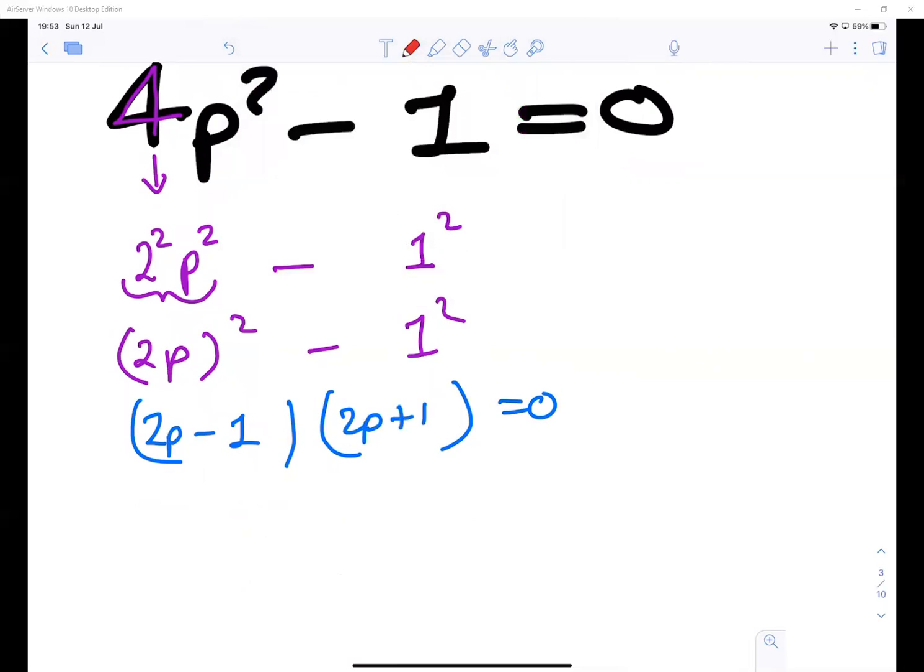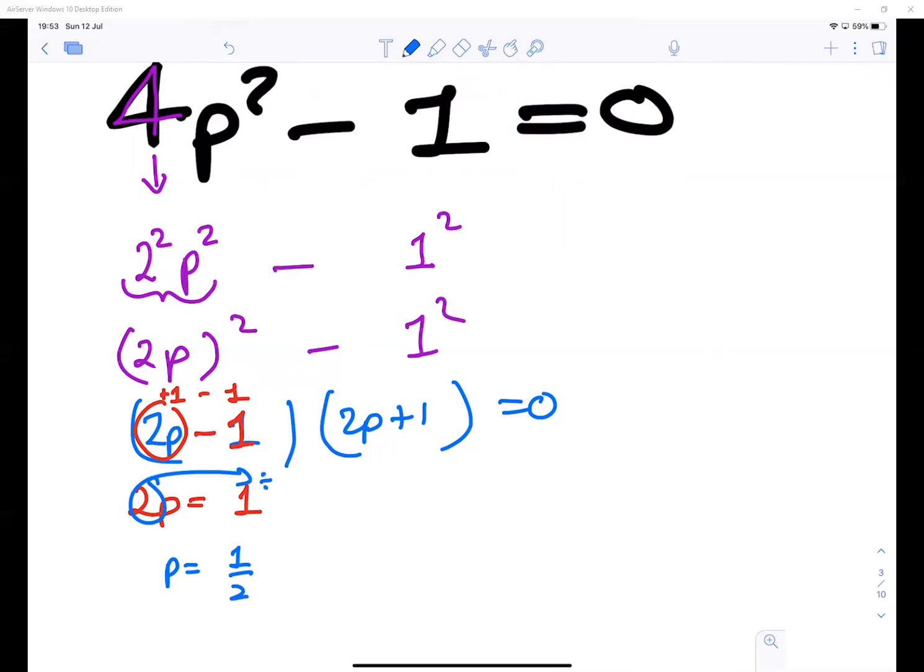So now how do we solve them? Remember, solving is all about making each bracket equal to 0. This last part here is already minus 1, so that means this part must be equal to plus 1, because plus 1 minus 1 is 0. So we can say 2p is equal to 1, or we can say 2p minus 1 equals 0. Either way you can do it. So then p is equal to 1 over 2.